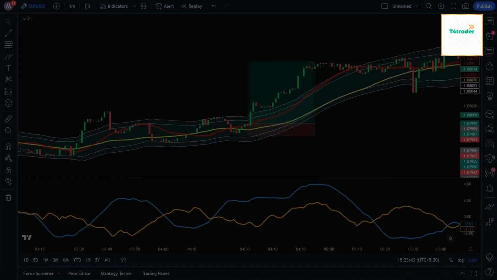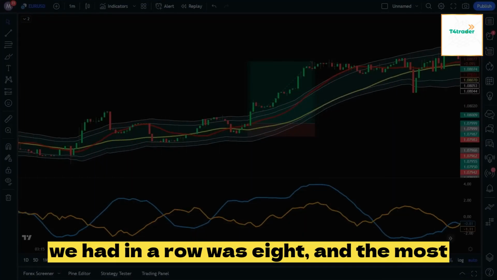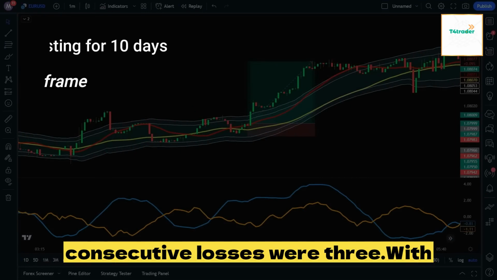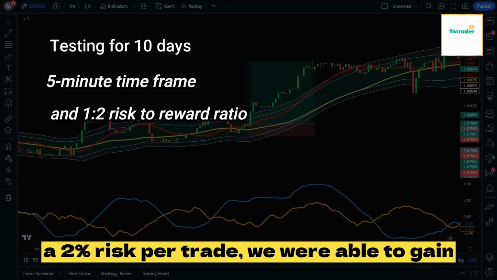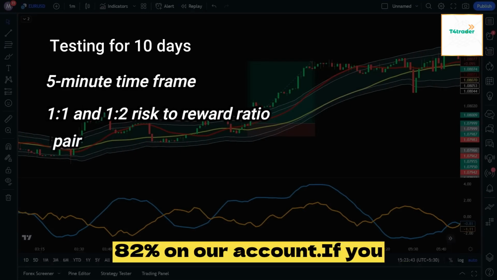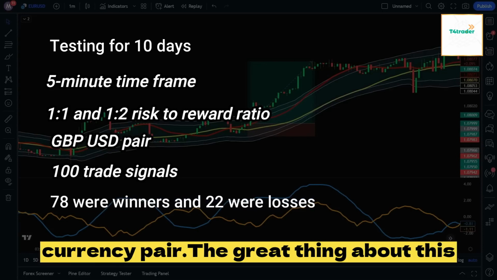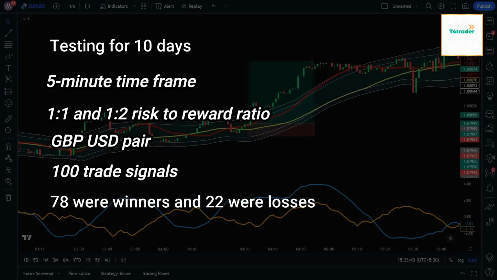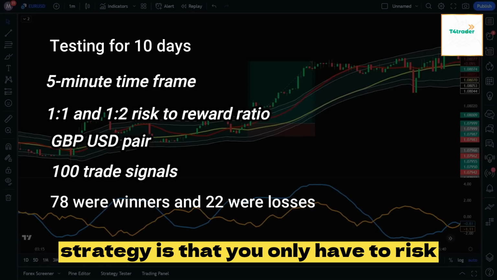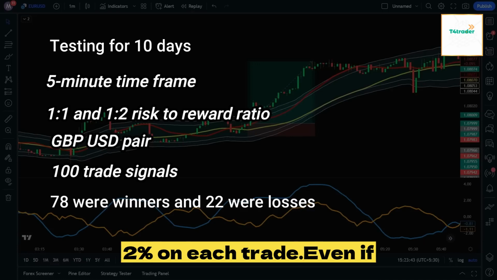The most consecutive wins we had in a row was 8, and the most consecutive losses were 3. With a 2% risk per trade, we were able to gain 82% on our account. If you had a $1,000 account, you could have gained at least $800 in profit using only one currency pair. The great thing about this strategy is that you only have to risk 2% on each trade.